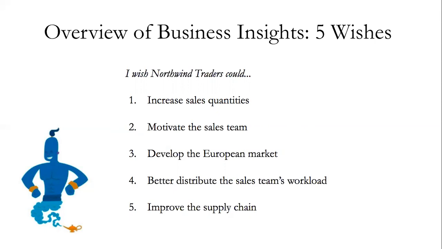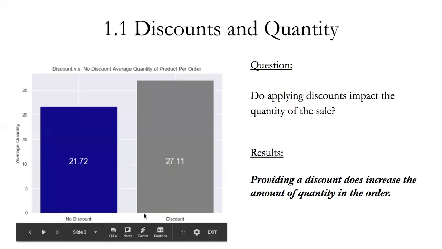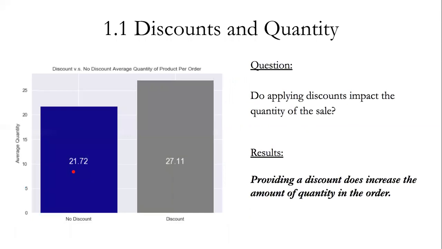Now, these data genies did say that I had to ask the right questions in order to have these wishes granted. So I started with the question of, do applying discounts impact the quantity of sales? In this case, you can see this visualization shows that when there's no discount, there's an average of about 22 units in the quantity of the sale. When there is a discount, that number goes up to just above 27.